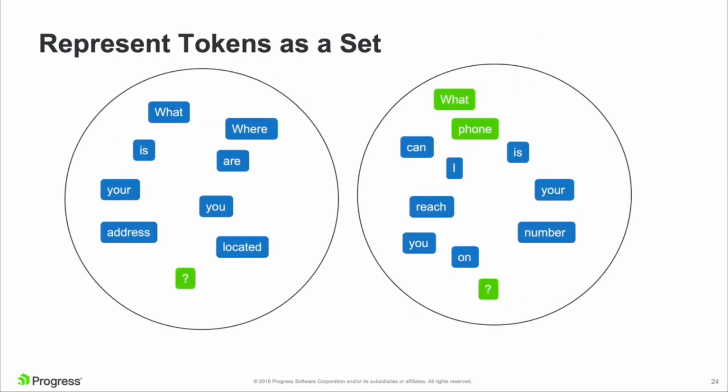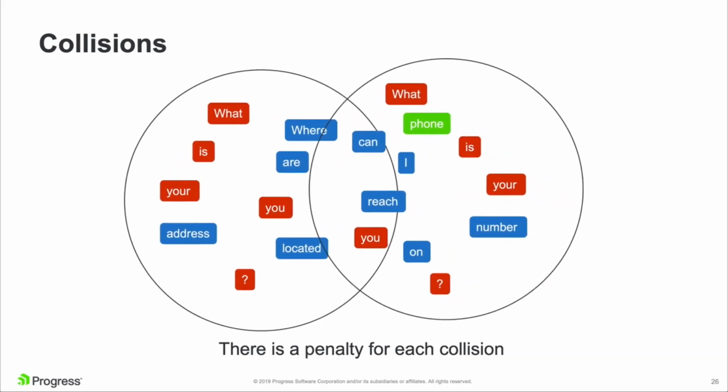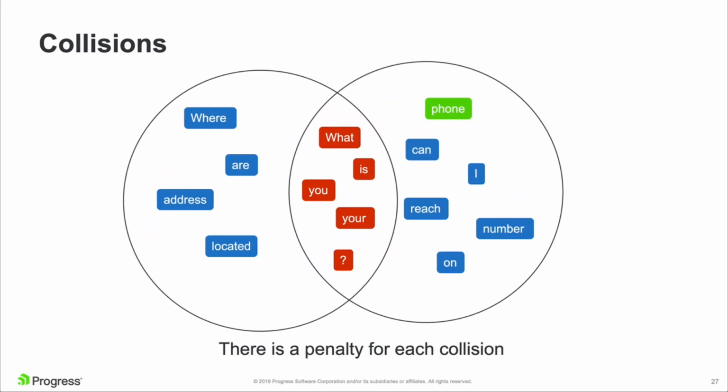Then we can represent those tokens as set of tokens. So now imagine on the left we have the address set of tokens, on the right we have the phone set of tokens. And the next step of this process is identifying words and tokens that are colliding between the 2 sets. So by looking at these 2 sets, we can identify the following collisions. We have what is your, you, and a question mark in both of the sets. So if we bring those 2 sets together, we should get something like that.